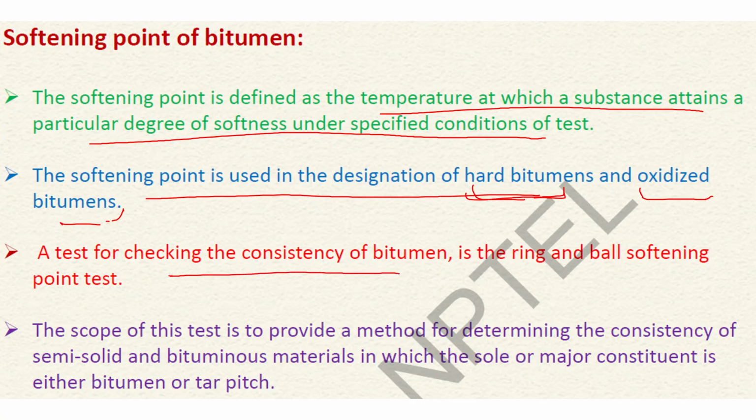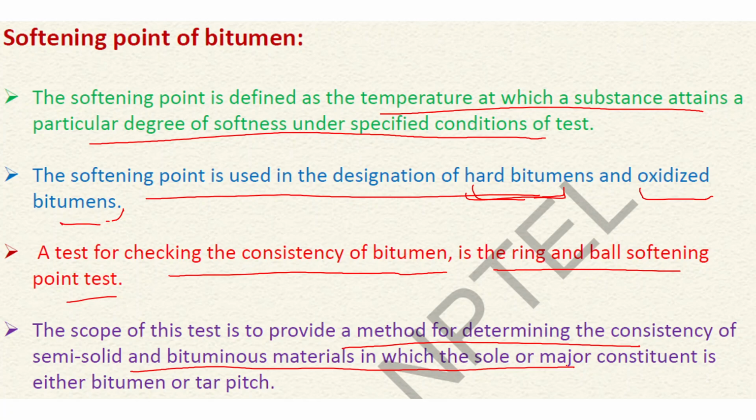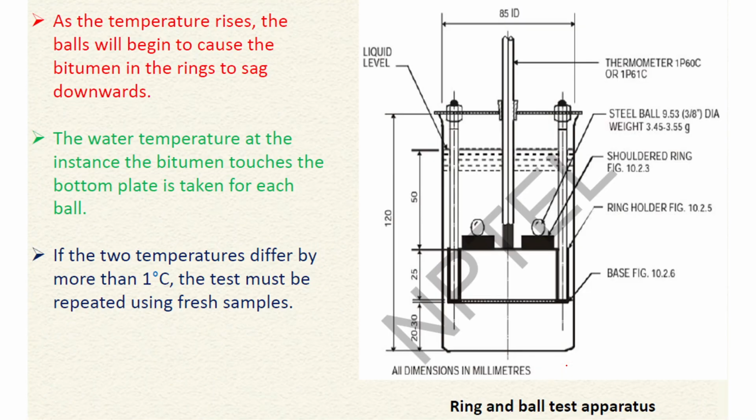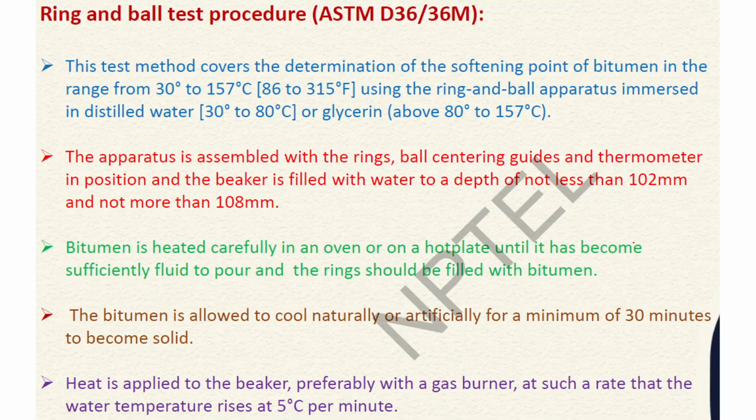A test for checking the consistency of bitumen is the ring and ball softening point test. Okay. The scope of this test is to provide a method for determining the consistency of semi-solid bitumen material in which the sole or major constituent is either bitumen or pitch. So this is the ring and ball test. This test covers the determination of the softening point in the range of 30 to 157 degrees C using a ball and ring apparatus immersed in distilled water.